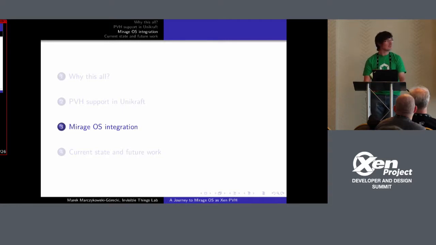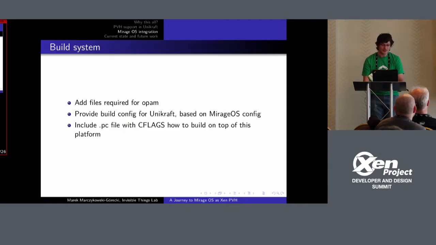But yeah, so the MirageOS part. So there is a build system. There's always some build system. In MirageOS, the build system kind of assumes that it's OCaml code. If you want to override that, that's fine. You can provide some makefile and make target to call.